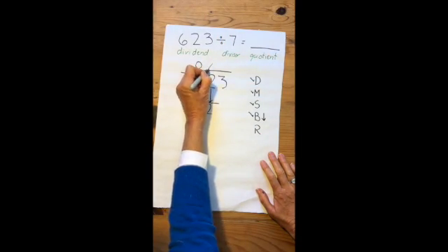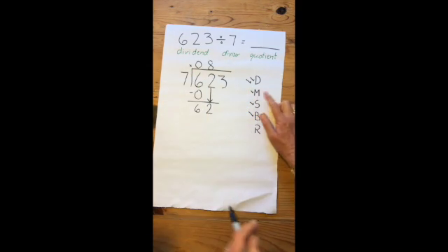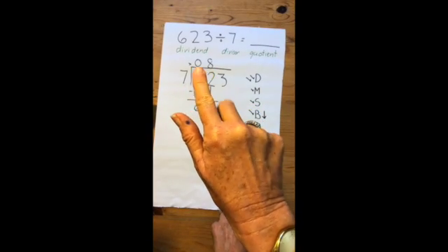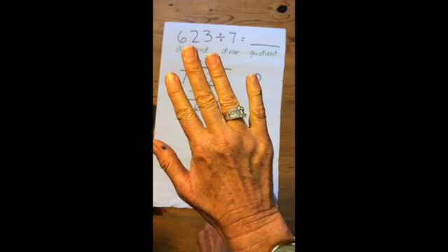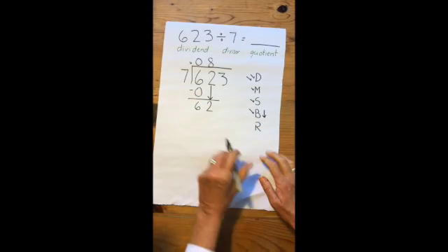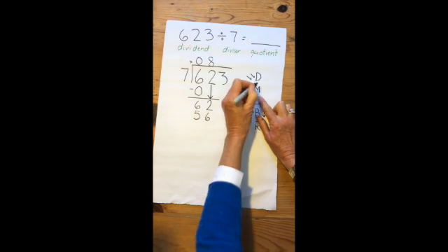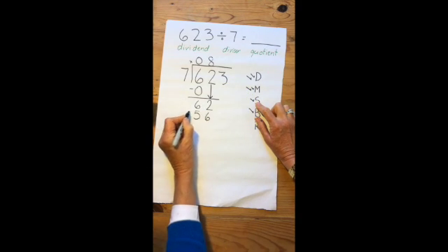And I put that here. Check. Now I'm going to multiply. 8 times 7, 8, 16, 24, 32, 40, 48, 56. So I put 56 here. Check. Now I'm going to subtract.